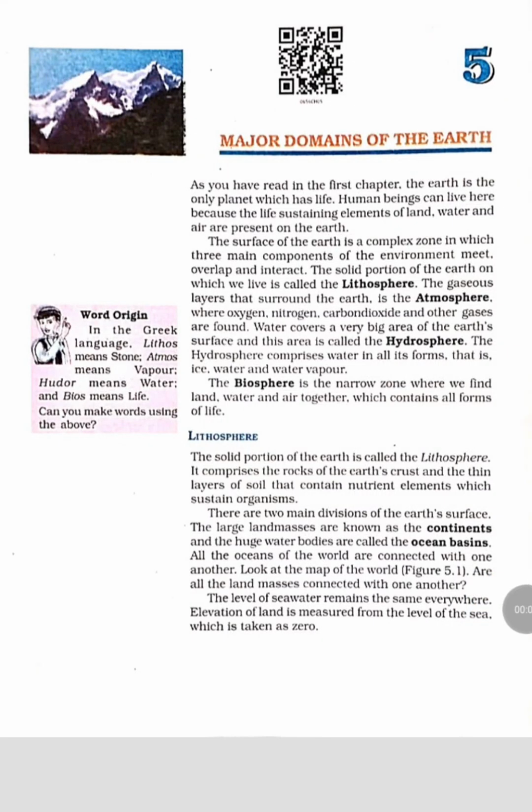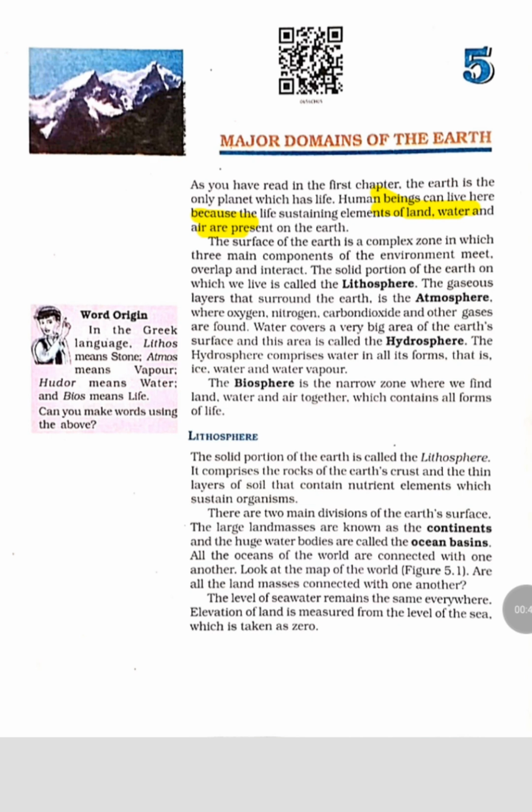Chapter 5, Major Domains of the Earth, Class 6 NCERT Geography. As you have read in the first chapter about the solar system, the Earth is the only planet which has life. Human beings can live here because the life-sustaining elements of land, water, and air are present on the Earth, and that's why it is also called the unique planet.